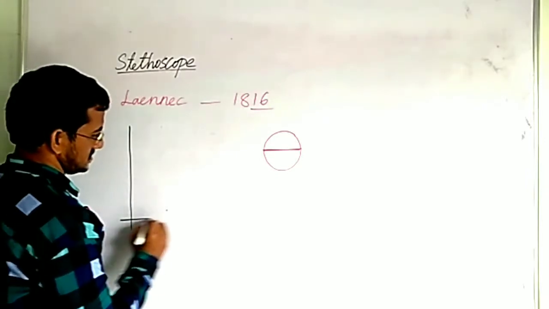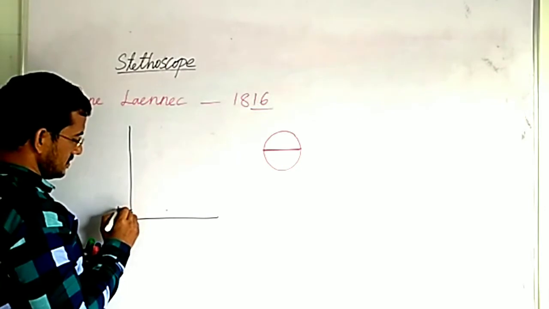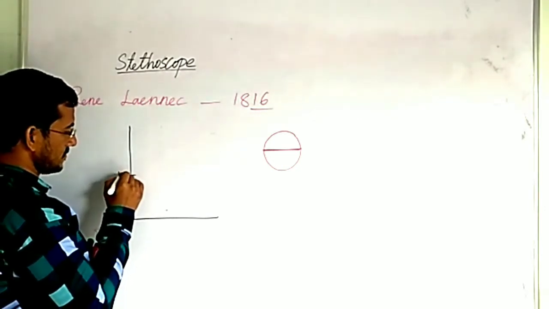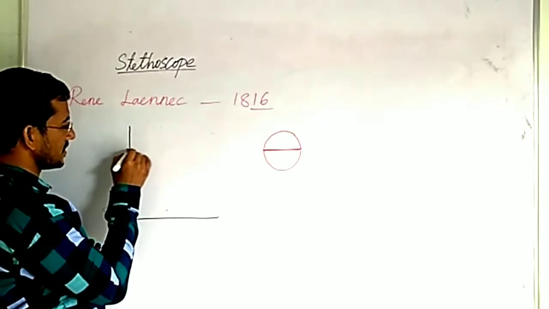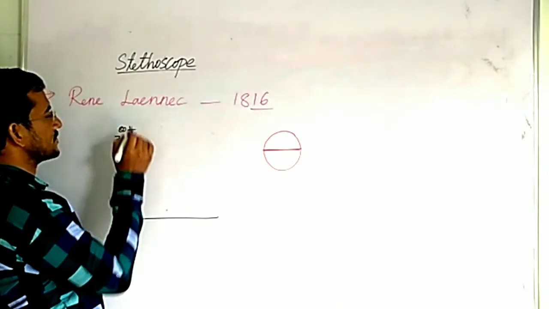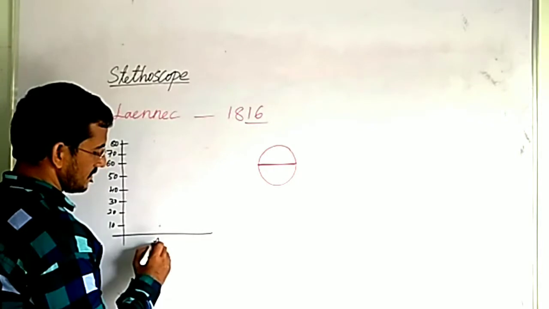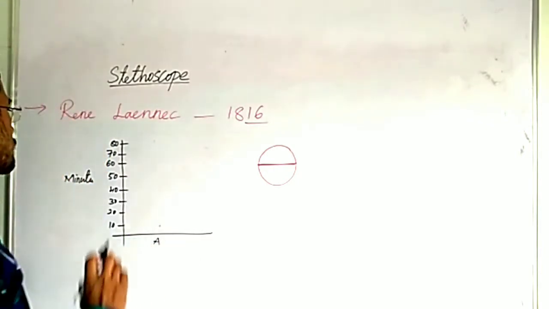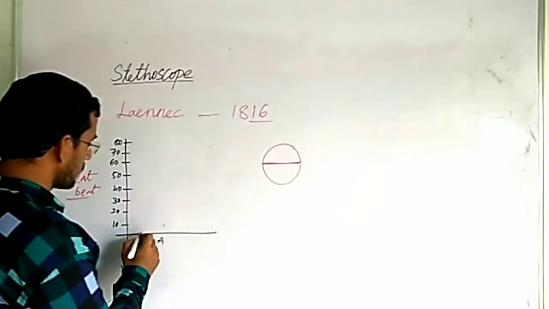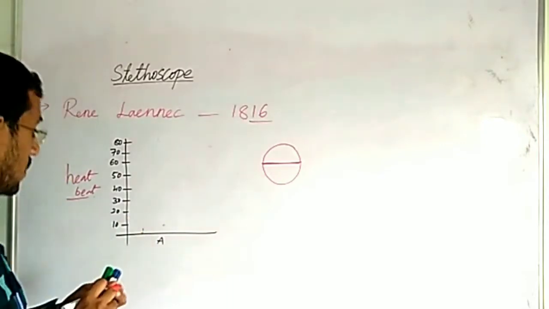This is the x-axis, this is the y-axis. Here we'll take 10, 20, 30, 40, 50, 60, 70, 80. Take person A here. Now let us find out his pulse rate or heartbeat for 1 minute. Take 1 minute here.